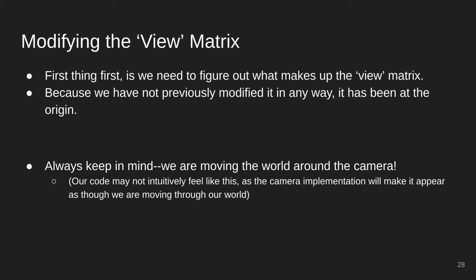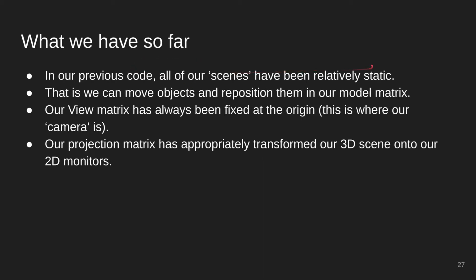And again, keep in mind when we have the view matrix, the way we are actually doing things is we are moving the world around the camera. We're translating our world backwards and keeping our camera stationary, if that makes sense, because we're applying our view matrix after moving our stuff.